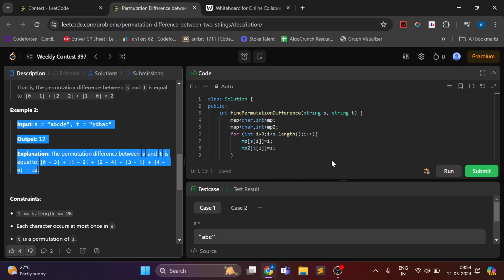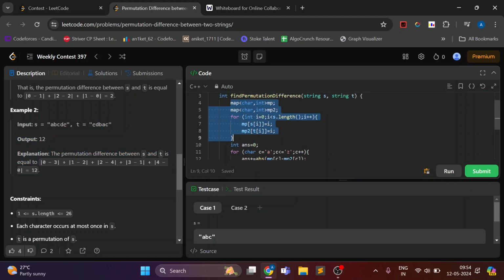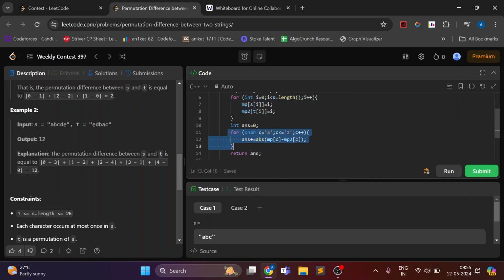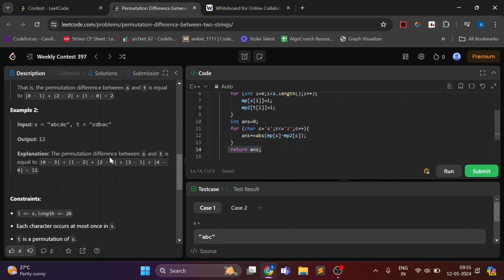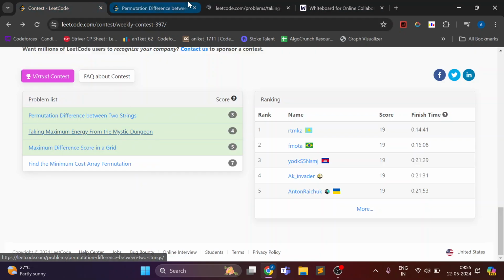Now you can solve this in n square, but I just created two maps and stored the index and iterated over all characters from A to Z and added the absolute difference of both the indexes. So this was the first question, pretty simple, as you can see from the acceptance rate. Now let's move to the second question.